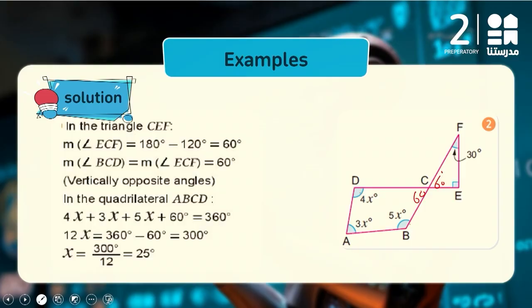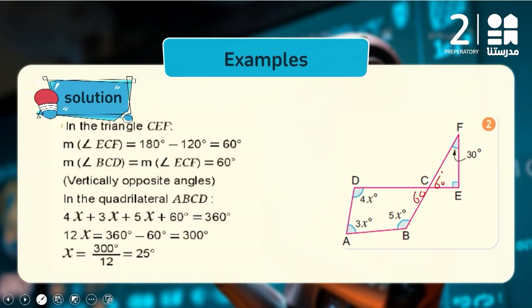Let's look at quadrilateral ABCD. We have the sum of interior angles of a quadrilateral equals 360 degrees. So we have 4x plus 3x plus 5x plus 60 equals 360 degrees. 4x plus 3x plus 5x equals 12x. So 12x equals 360 degrees minus 60 degrees. 360 minus 60 equals 300.